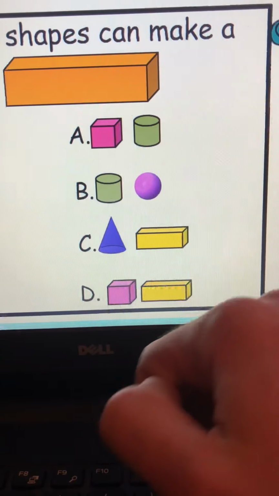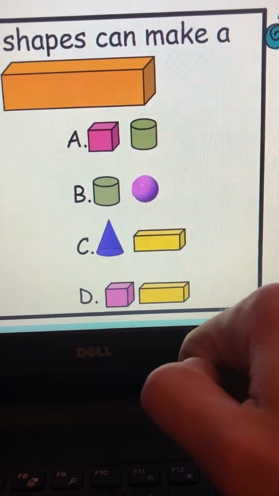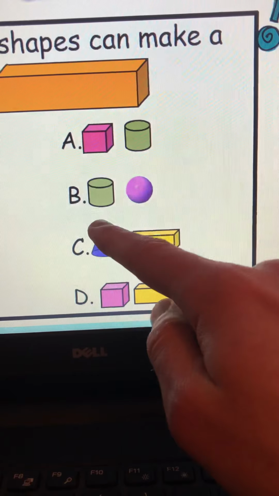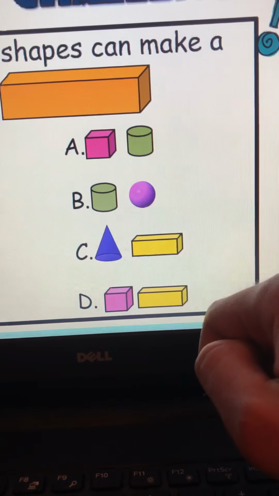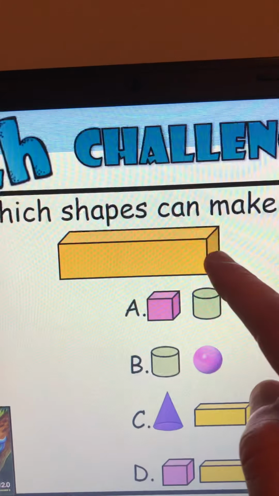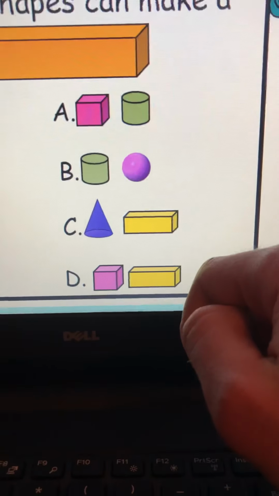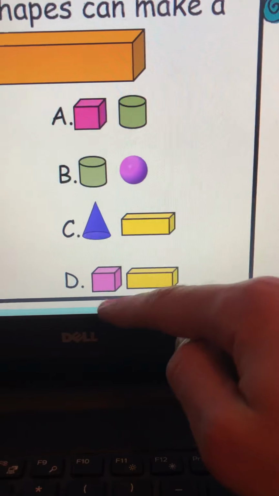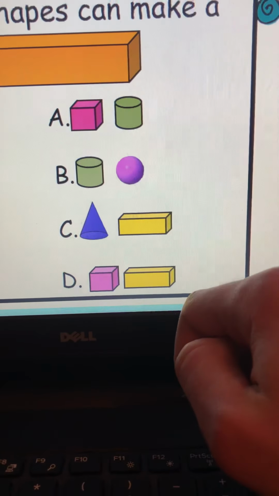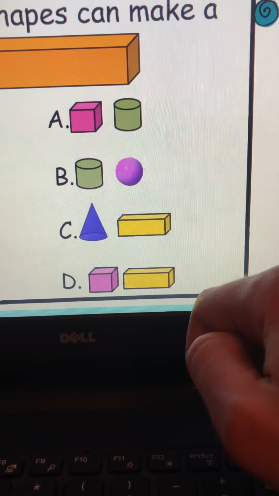Well, let's look at C. Well, there's a pointy part of the cone. There's no pointy part at the end here, so it can't be C. And then, well, looks like it should probably be D, but let's double check.